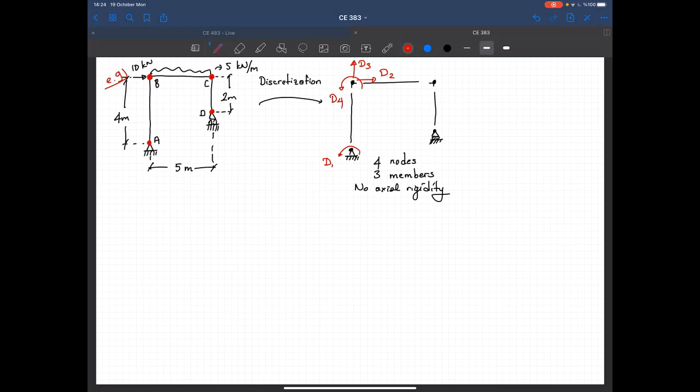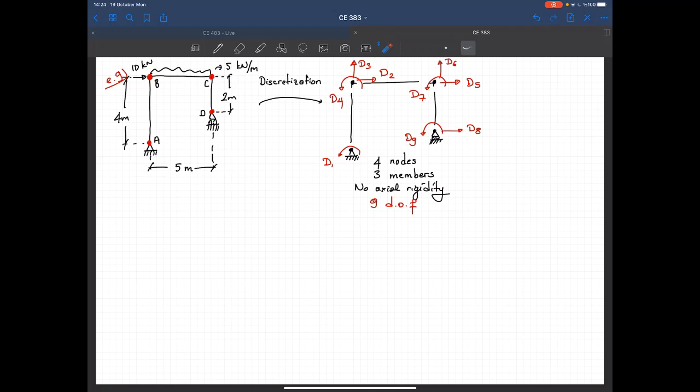Now I'm at node C. Can it translate in the horizontal? Yes. D5. Can it translate in the vertical? Yes. D6. Can it rotate? Yes. D7. Finally, node D. Can it translate in the horizontal? Yes, it's a roller support. D8. Can it rotate? Yes. D9, and it cannot move in the upward direction. So this structure has 9 degrees of freedom.